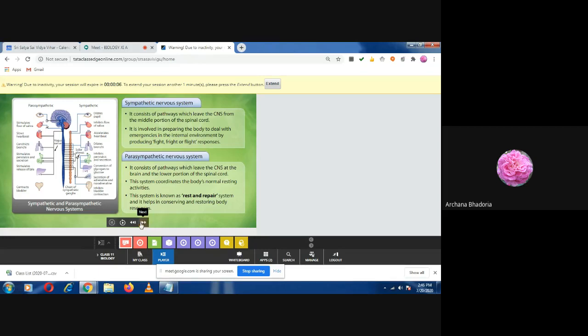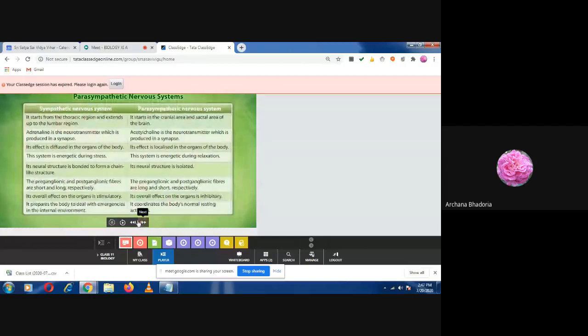The same way here, the parasympathetic will do what? It will contract the urinary bladder. Okay, and here the sympathetic is inhibiting the bladder contraction. Shall I take up the next slide, children? Yes, ma'am.